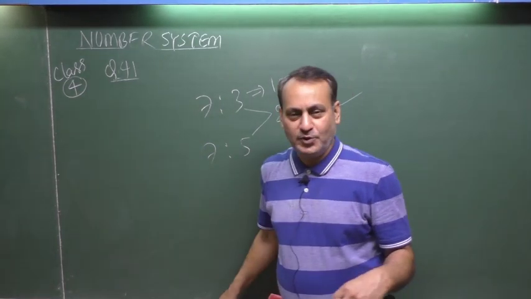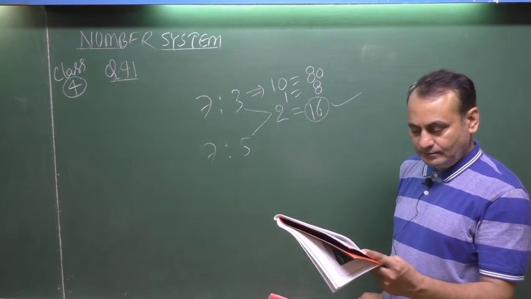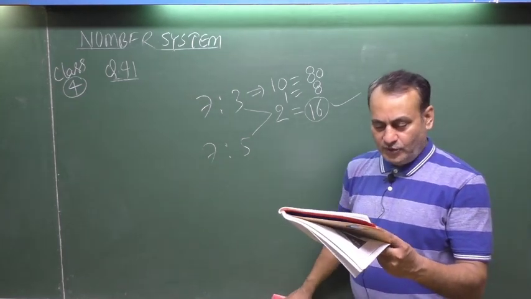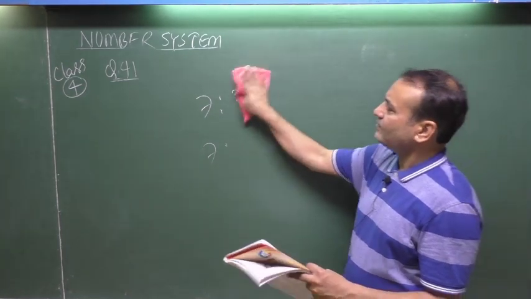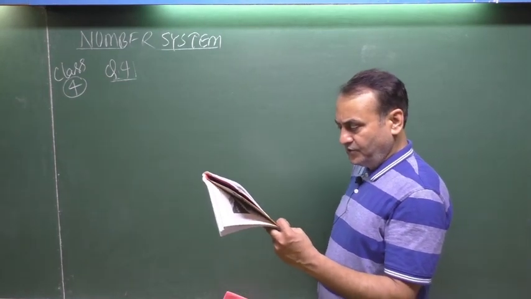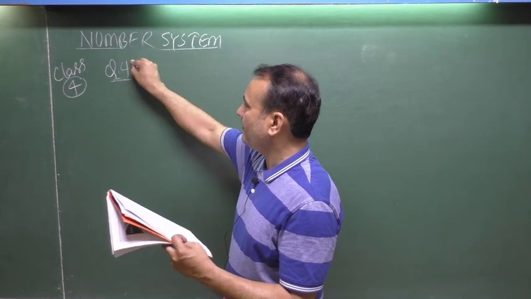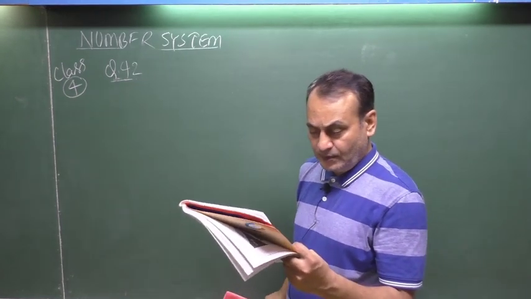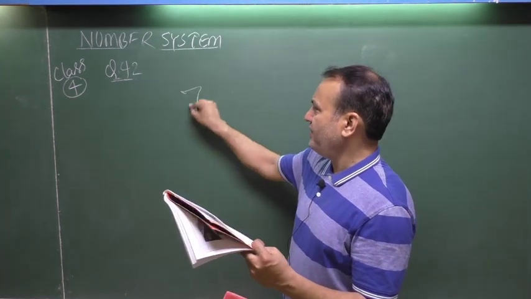Very important and useful trick for you. Now coming to question number 43. 42 perhaps, no? 42. See here, 2 numbers are in the ratio 7:4.